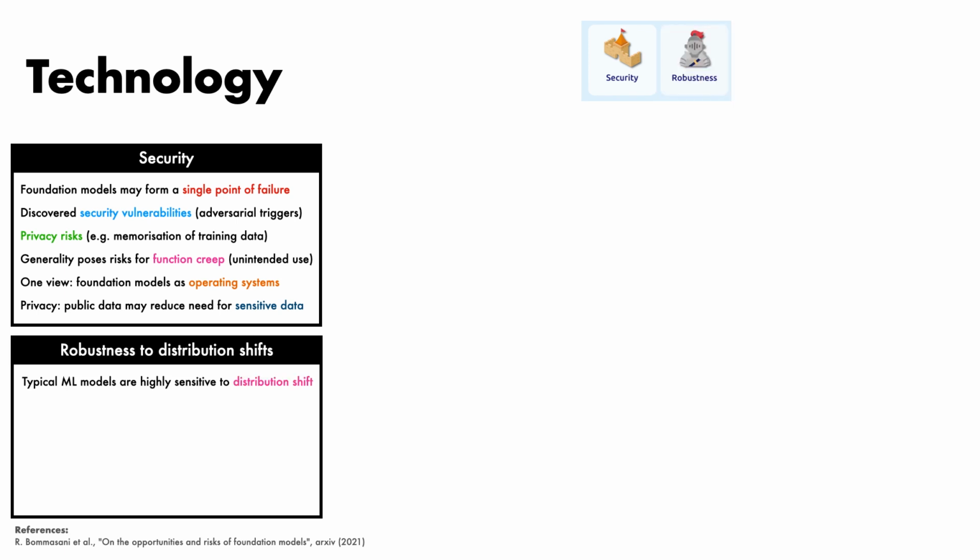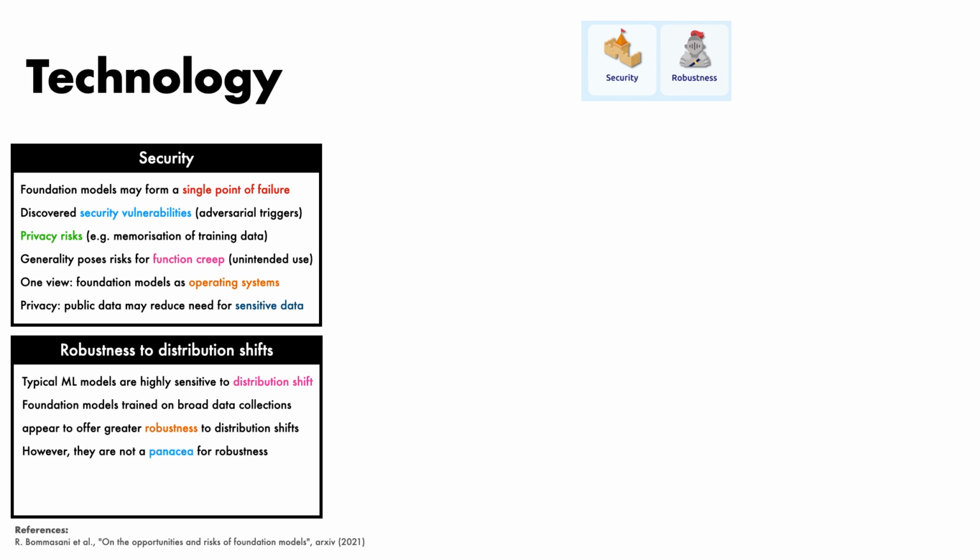One long-standing challenge for typical machine learning models is their sensitivity to distribution shift, which occurs whenever the distribution encountered at inference does not match the distribution seen during training. The results to date suggest that foundation models trained on broad data collections may offer greater robustness to a fairly wide range of distribution shifts, which is highly promising. However, foundation models are not a panacea for robustness, with several key challenges yet to be addressed, including the ability to extrapolate across time and a tendency to pick up on spurious correlations derived from the training data.